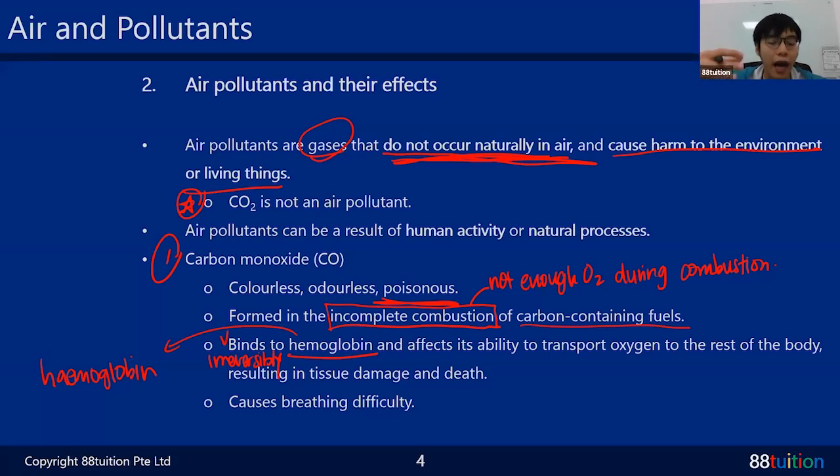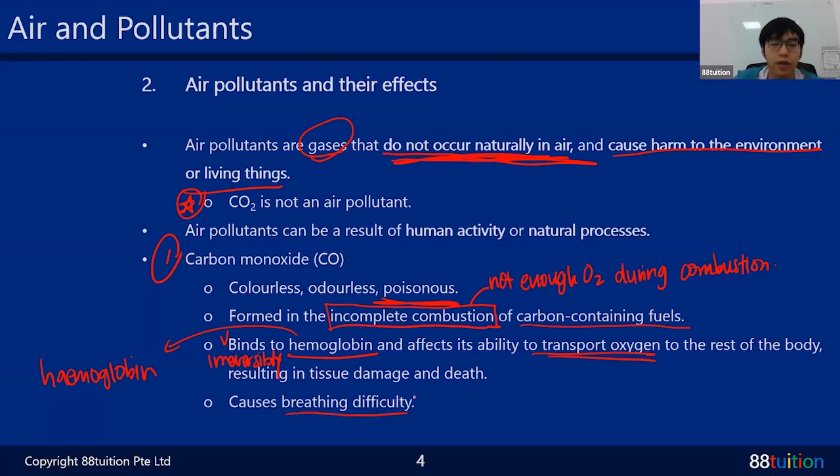When you're exposed to very high amounts of carbon monoxide, imagine almost your entire body, all the red blood cells and their hemoglobin, is bound to this carbon monoxide. You have nothing left to transport oxygen anymore. So it affects your body's ability to transport oxygen to the rest of the body, and then the rest of your body does not have enough oxygen. So all the tissues start to die off, your brain starts to die off, your heart starts to die off, and that's how death will occur due to overexposure of carbon monoxide. So it results in tissue damage and death.